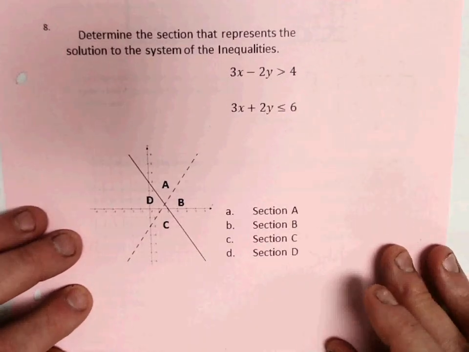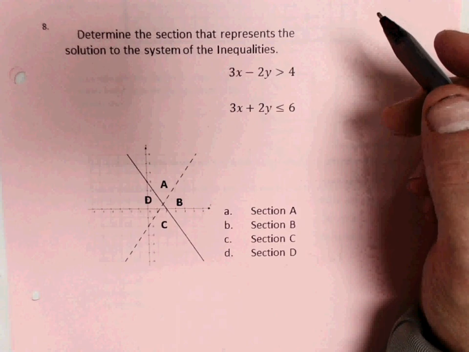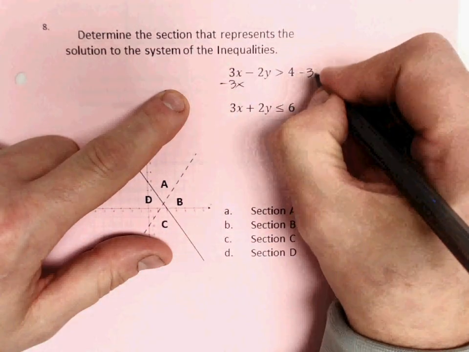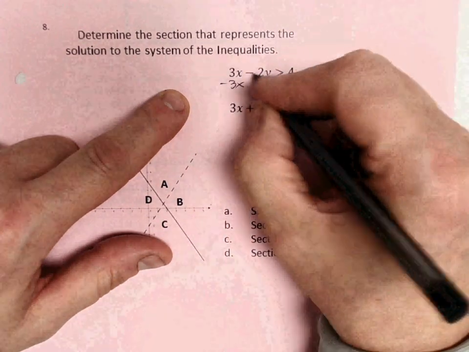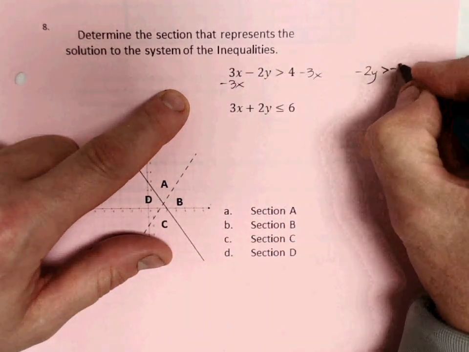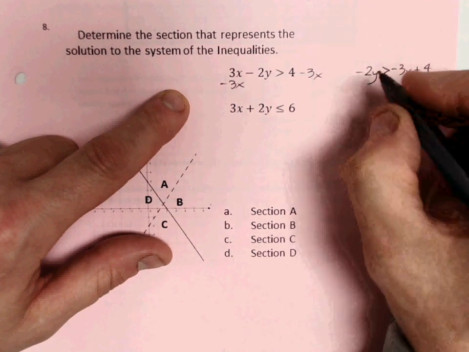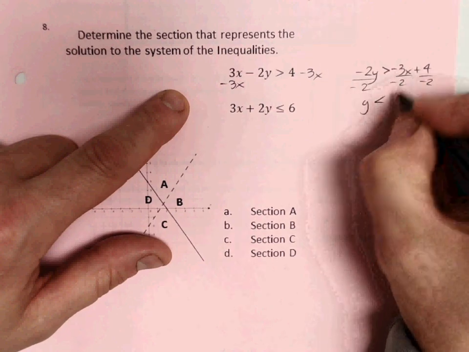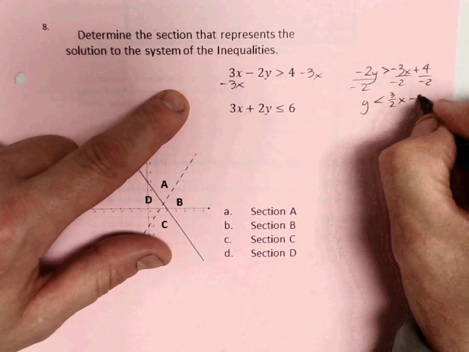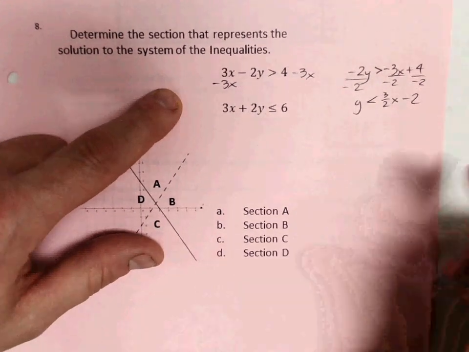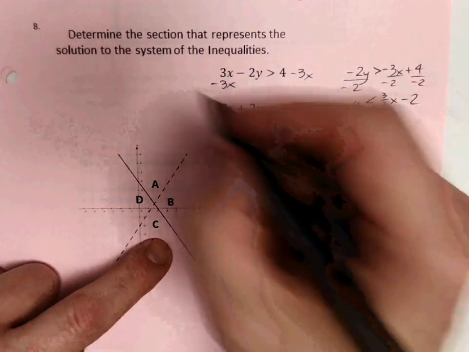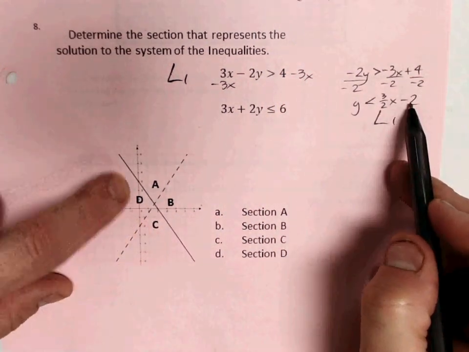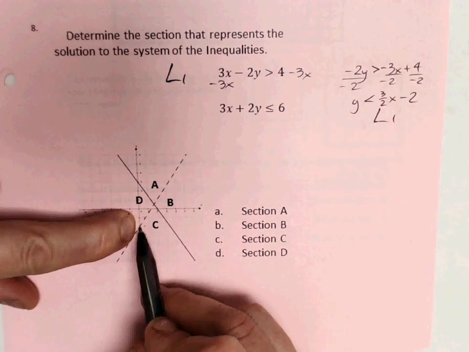Alright, this one right here. Need to solve for Y real fast, so I'm going to subtract 3x from both sides. Don't forget the negative in front of the 2y. And we're going to divide by negative, so that's going to switch the sign. So y is less than a positive 3/2 x minus 2, because a positive divided by a negative. Alright, so which one is that? This is my line 1. Which one has a y-intercept of negative 2? That's this guy right here.